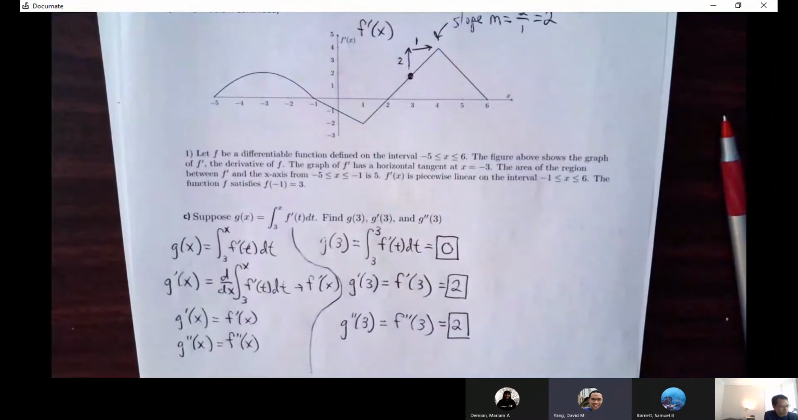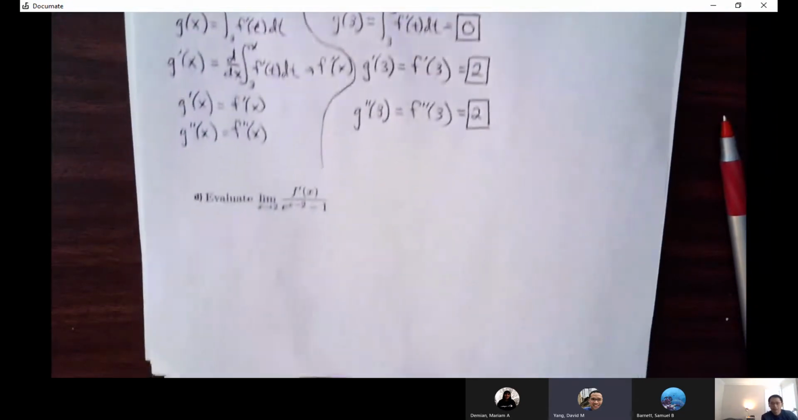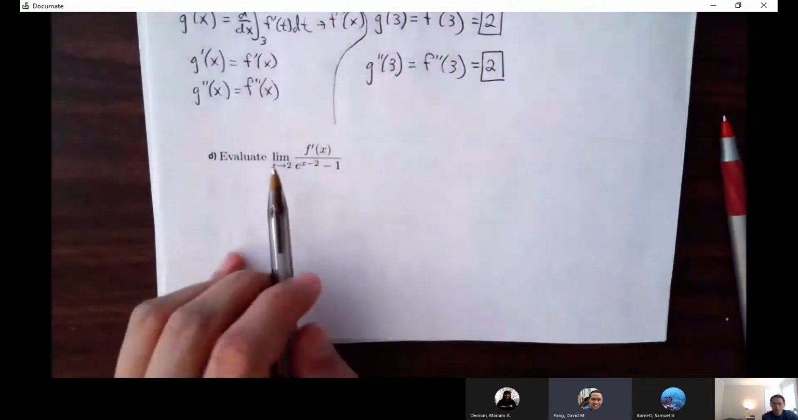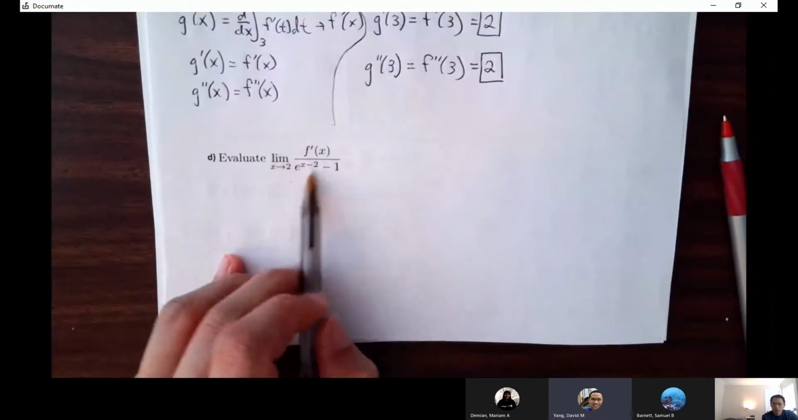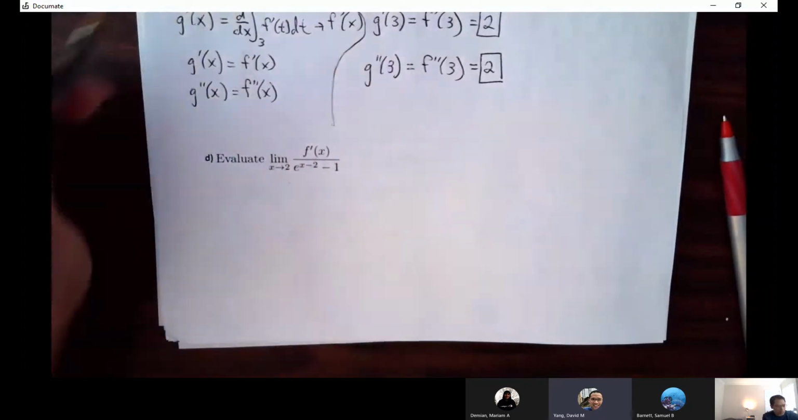Okay, so that's all for part C. All right, last one here, part D. Evaluate the limit. This is a funny looking limit problem, but it's a real number, so we just enter that 2 in to see what we get in return.